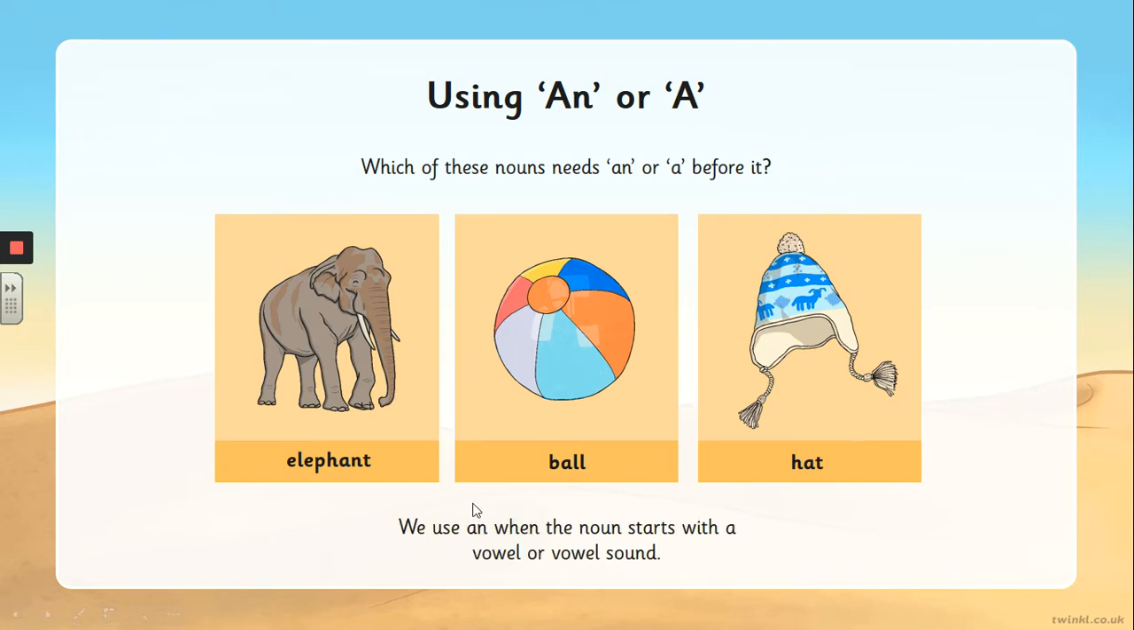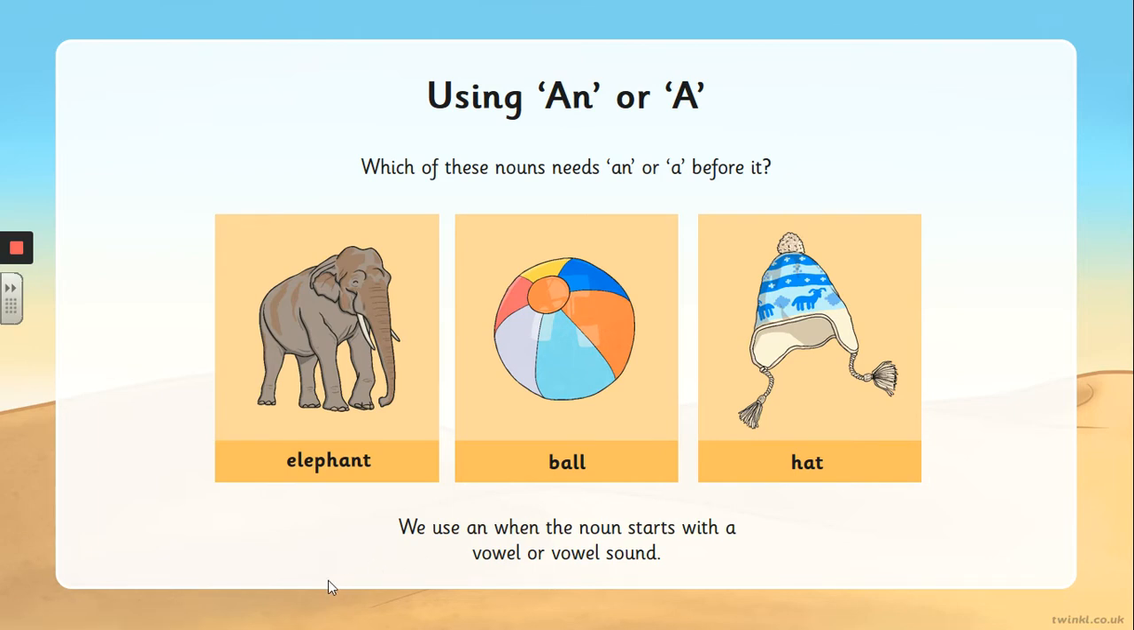Okay, so we use an when the noun starts with a vowel or a vowel sound. So it has to start with a vowel sound. Usually we'll see a vowel there, but sometimes it's not necessarily a vowel. Vowels are A, E, I, O, and U. But sometimes if it's a vowel sound, it might be a different letter, or sometimes even if it is a vowel, if it doesn't sound like a vowel, we might not use an. It's quite a complicated one to get used to.